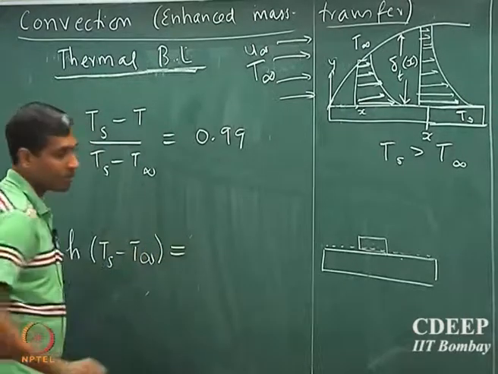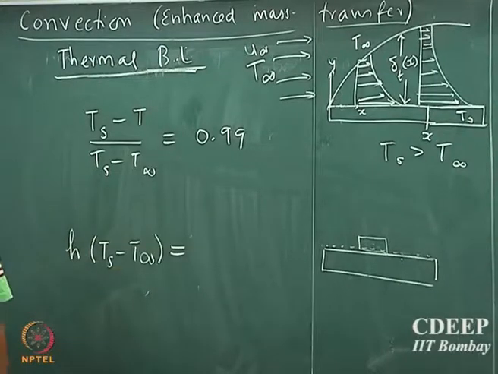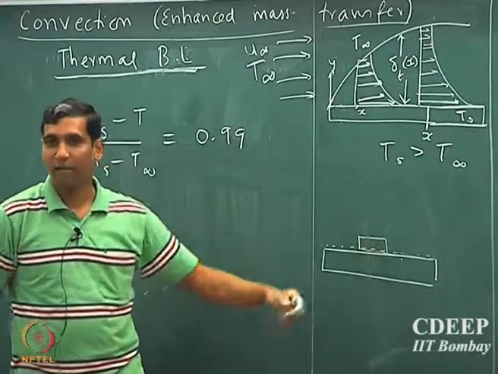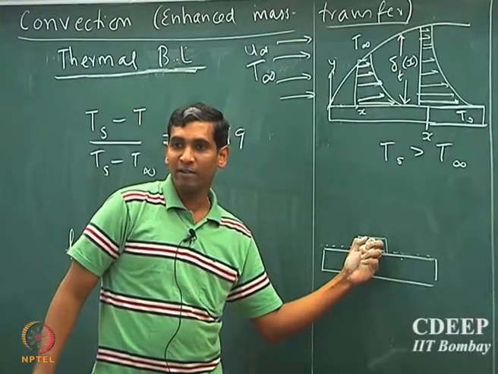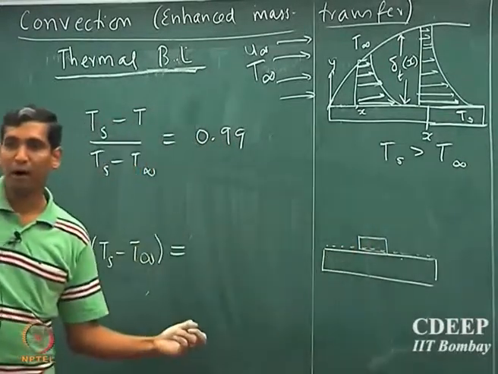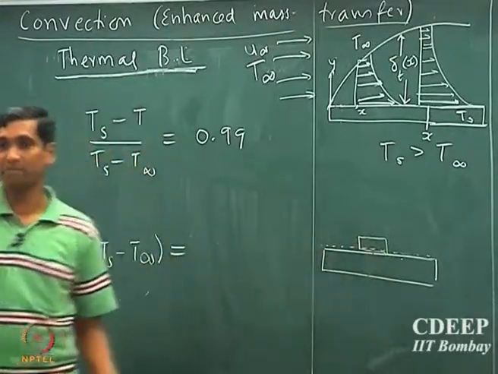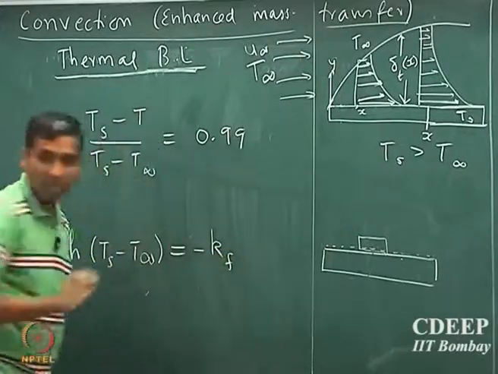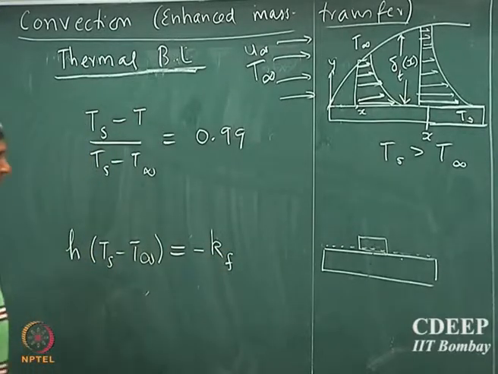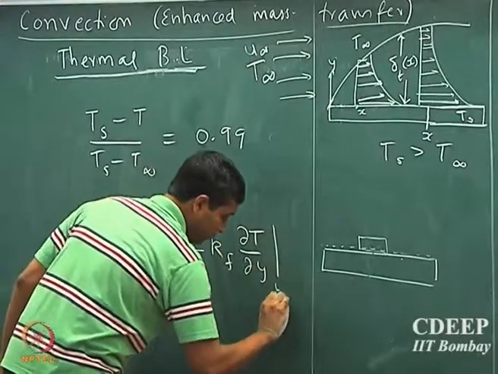should be equal to, what's the diffusive flux? Whatever flux of heat leaves the surface and goes to the fluid should be equal to the amount of heat that is diffusing at that location, right. What is that? Be careful, minus k into dT by dy at y equal to 0. The sign is very important here, okay.